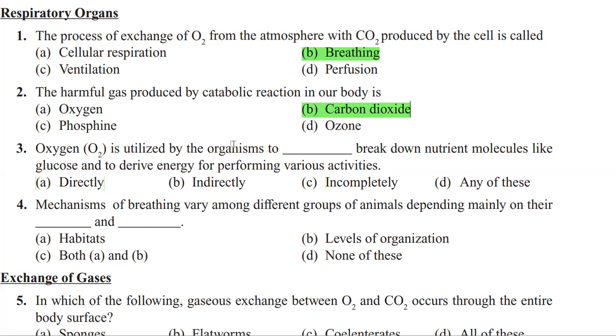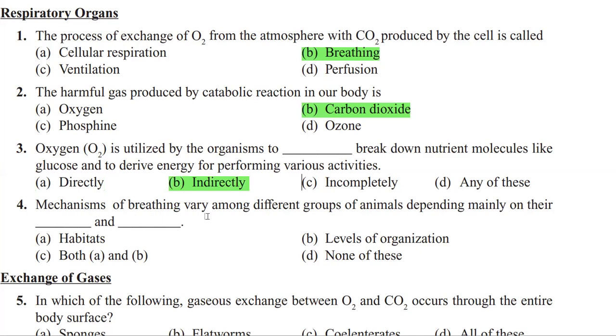Oxygen is utilized by the organisms to break down nutrient molecules like glucose and to derive energy for performing various activities: directly, indirectly, incompletely, any of this. Indirectly.